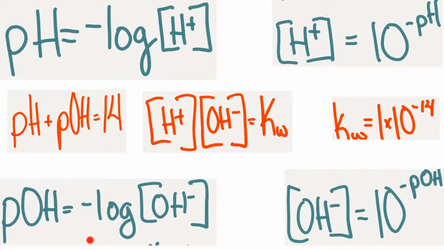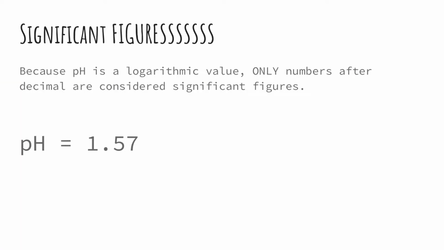So from any one of these equations, you can get to any of these other quantities. You might be asked for hydroxide ion concentration, hydrogen ion concentration, pH, or pOH. And by combining all of these equations, you can get from any one of those four to any of the other three. Now, our favorite topic, significant figures.